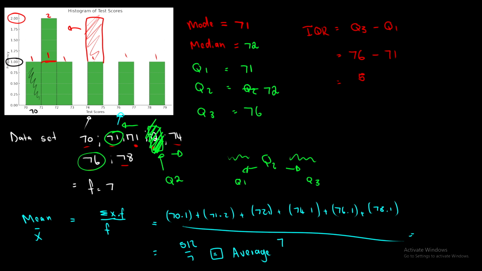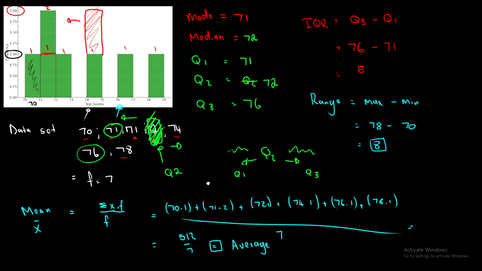One more thing we can find from this data is the range of our data set. Our range is simply our maximum value minus our minimum value. The maximum value is 78 and the minimum value is 70. So we have a test score range of 8 points. Now we found the central tendencies. Let's go over to something a little bit more complicated.